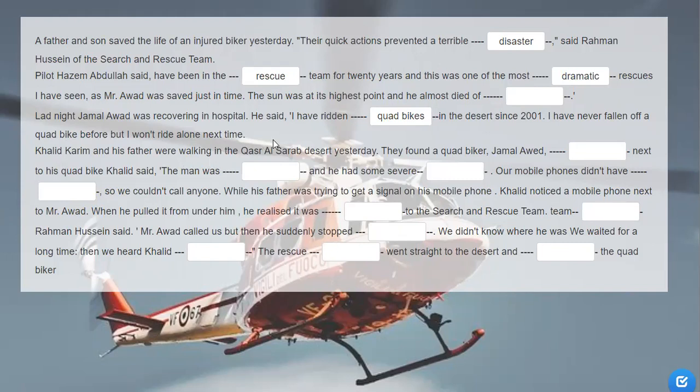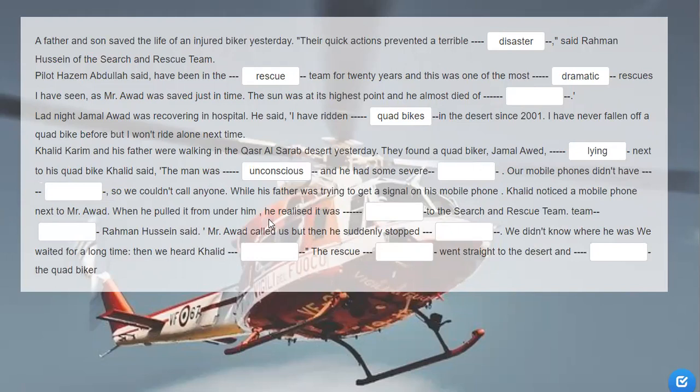Khalid Karim and his father were walking in Qasr Sarab desert yesterday. They found a quad biker, Jamal Awad, lying next to his quad bike. Khalid said the man was unconscious, he had fainted, and he could not realize what was happening around him. And he had some severe injuries. Khalid Karim's mobile phone didn't have a signal, so we couldn't tell anyone. While his father was trying to get a signal on his mobile phone, Khalid noticed a mobile phone next to Mr. Awad. When he pulled it from under him, he realized it was connected to the search and rescue team.